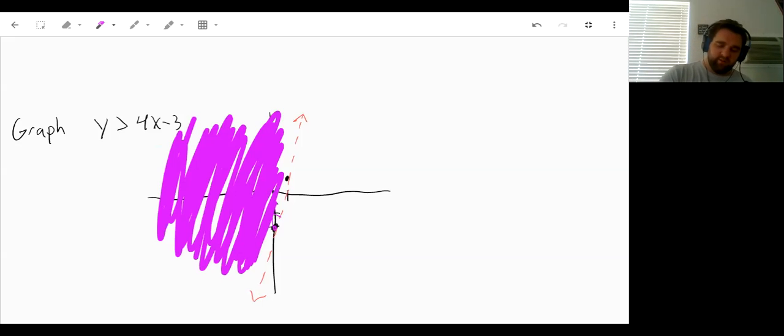The other way you can try to find this answer is you can just pick a point on either side of the line and see if that point works. For example, the origin, because we know the origin is really easy to do math with since our point is 0, 0. Now, if our origin is 0, 0, we can plug those numbers in. So 4 times 0 is 0, minus 3 is negative 3. So is 0 greater than negative 3? Yes, 0 is greater than negative 3. So you would then shade the side that has the origin on it.